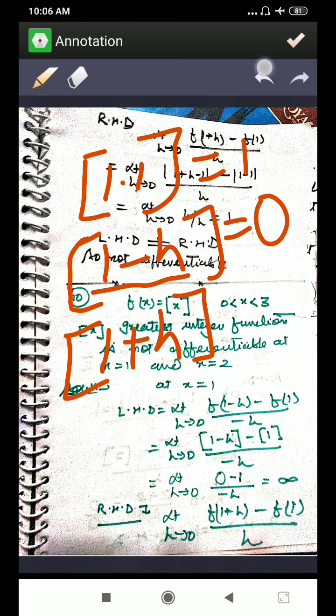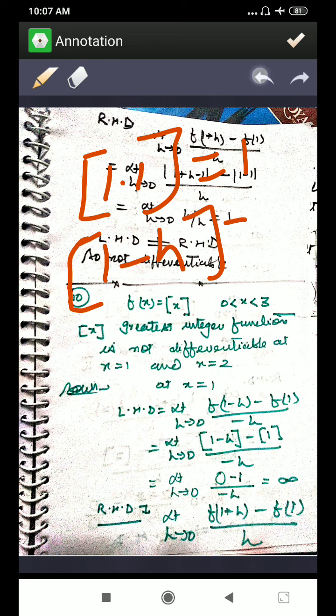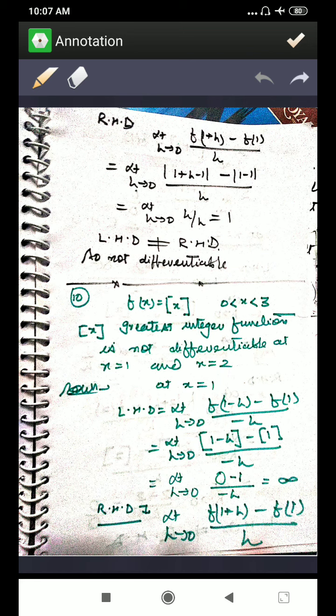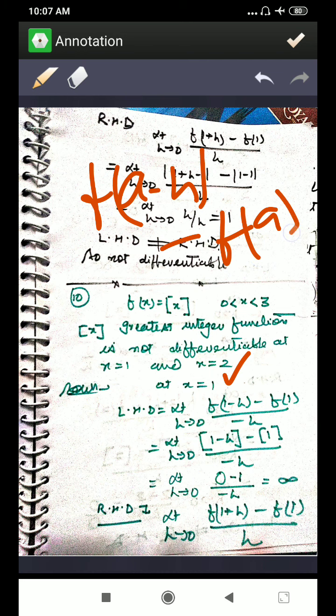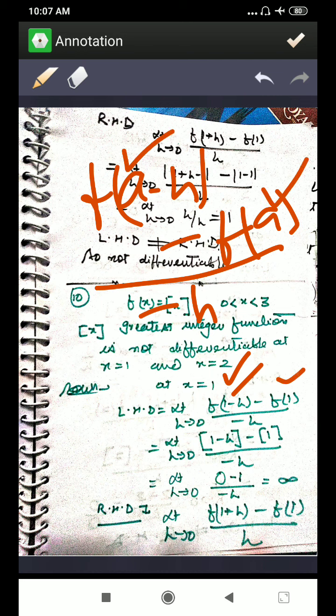Alright, so now we'll calculate this. At x equal to 1, we'll check. We'll apply the formula f of a minus h minus f of a, divided by minus h, for the left hand derivative. So a is actually 1 as we are calculating at x equal to 1. So this formula will become f of 1 minus h minus f of 1, divided by minus h.